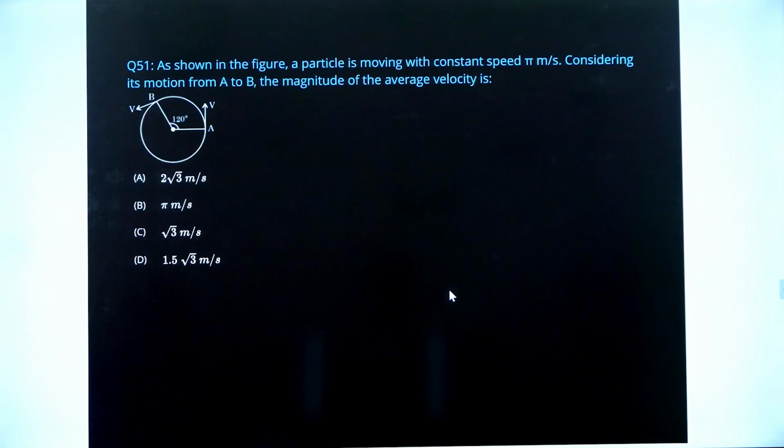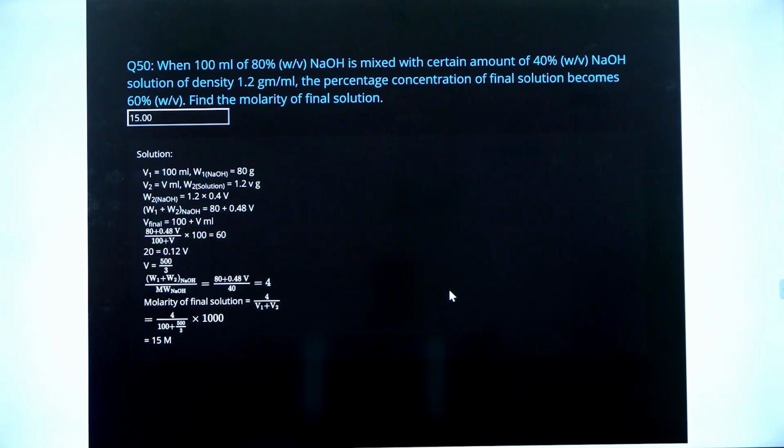So let's have a look. What should be the answer, guys? The answer should be 15 molar. You can check wherever you go wrong. You can cross-verify with the solution, right? Yes? Done?